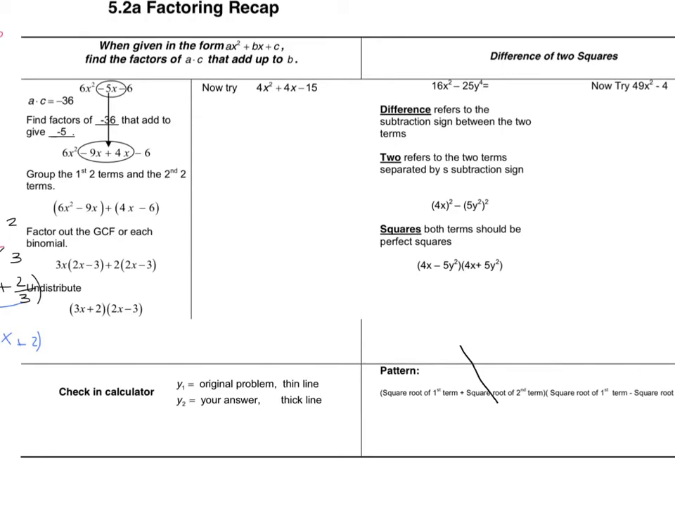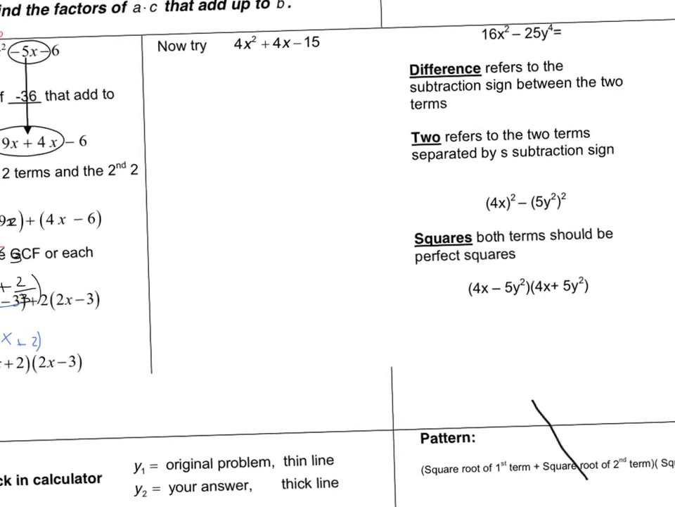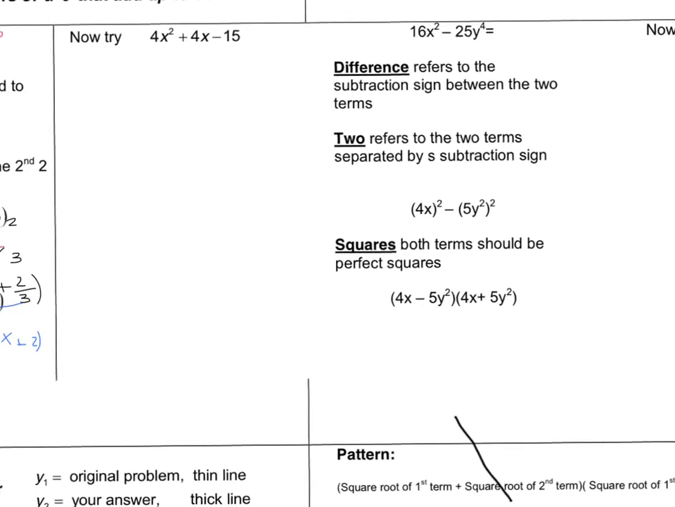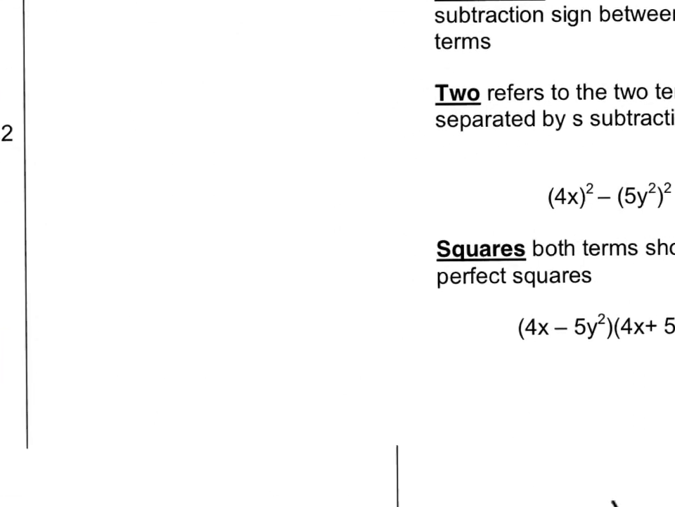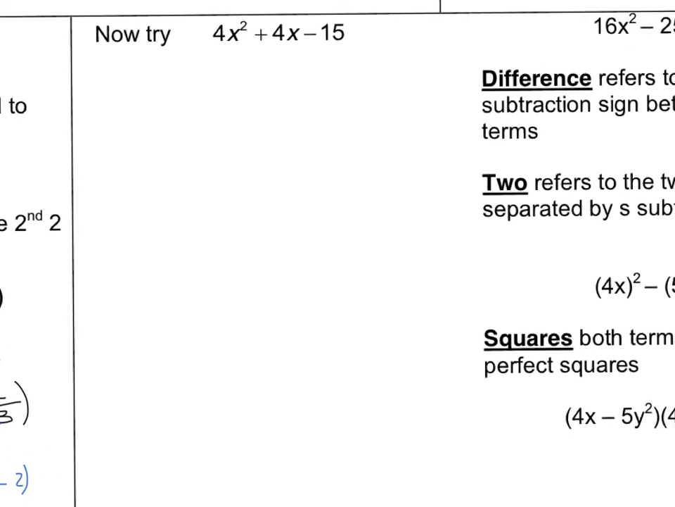Now we're going to do this one together. So let's make this bigger and move it to the sides. Okay. I'm going to use both methods again. So multiply a and c. Think of two numbers that when you multiply would give you negative 60, and add to give you a 4.